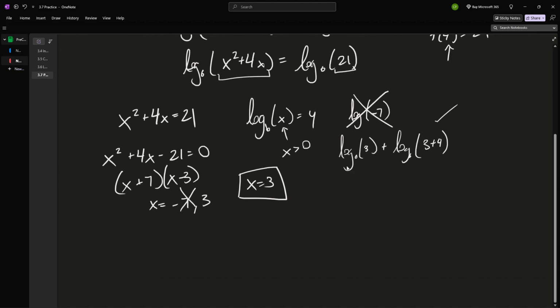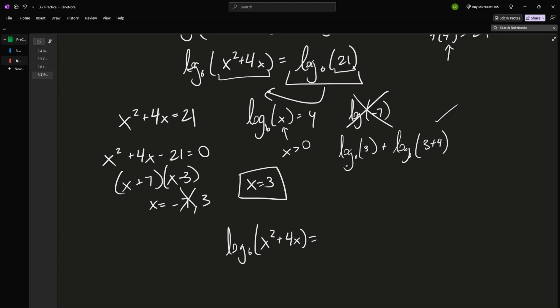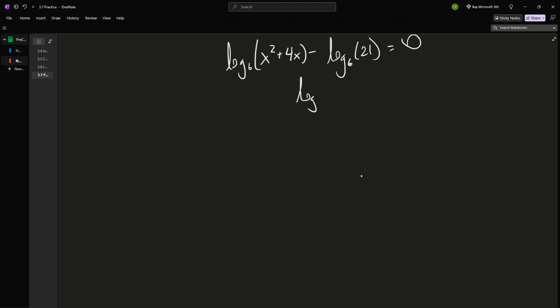Now the other way that I taught originally is we use properties. If I have log base 6 of x squared plus 4x equals this, that's why I said you want to get just one log on either side. I could move this log to the other side. So instead of equals, I subtract log base 6 of 21 on both sides, and it equals 0. You then combine it to get log base 6 of x squared plus 4x over 21 equals 0.